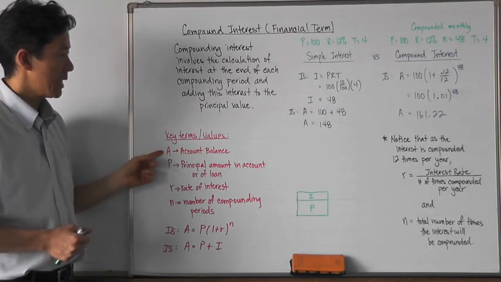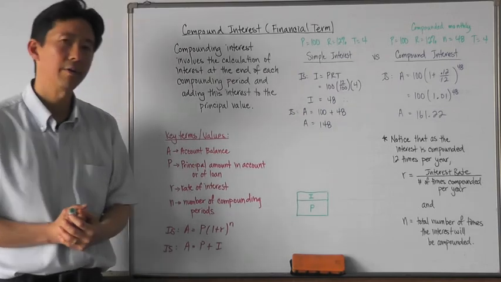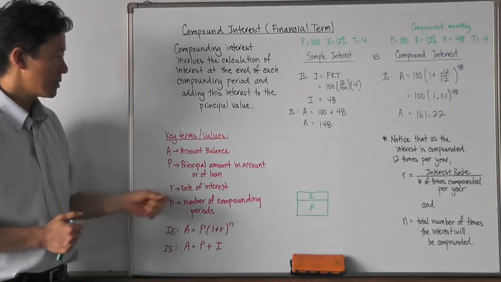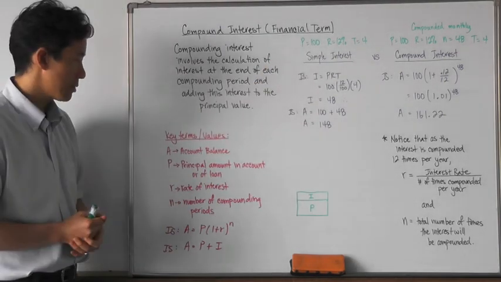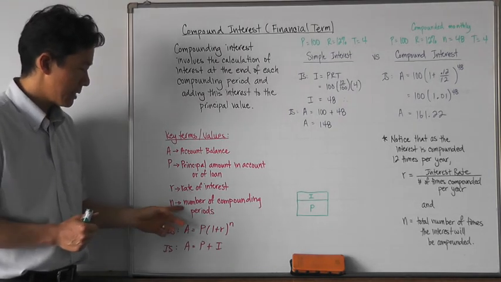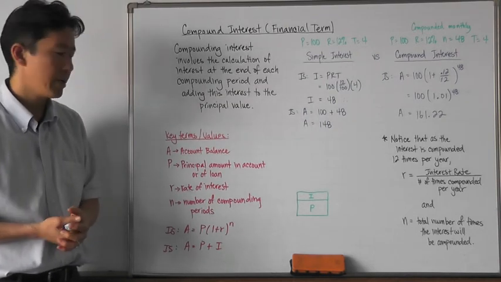We're going to say that A is going to be the account balance, and I think we have a clear idea of what we're referring to with A. P is going to be the principal in the account or of the loan, and that's the same thing as with simple interest. The rate of interest is going to be the same, but the one thing that's different is that we're going to be talking about the number of compounding periods.